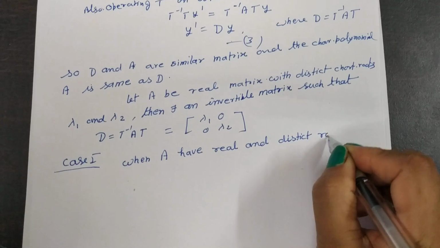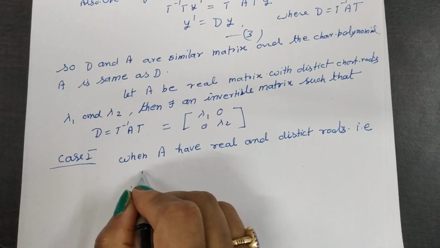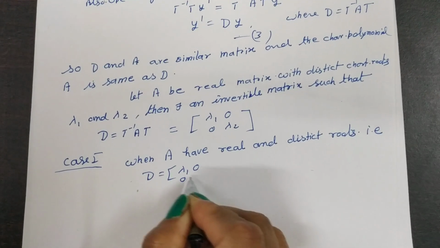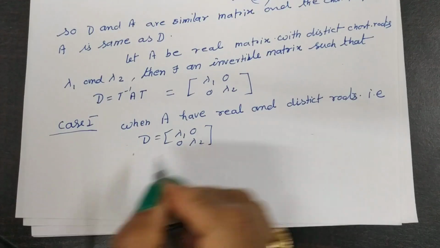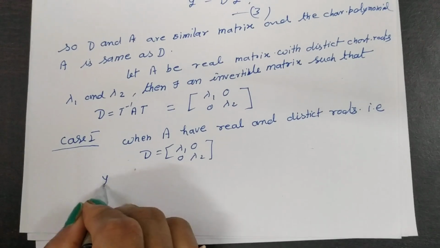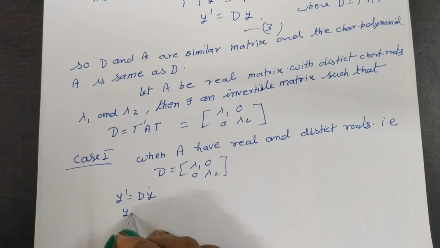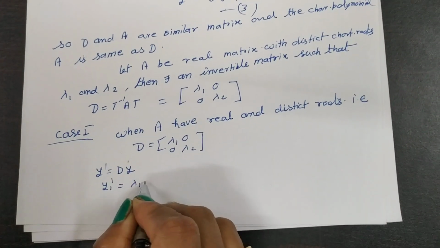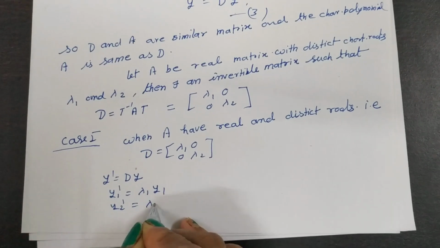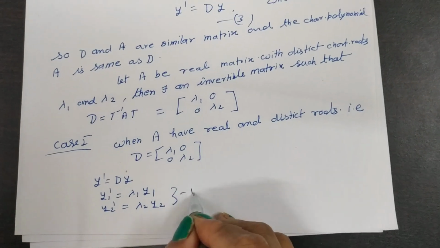That is, D can be written as [lambda 1, 0; 0, lambda 2]. From the theory, y' = Dy, or y1' = lambda 1 y1 and y2' = lambda 2 y2. Let us call this equation number 4.